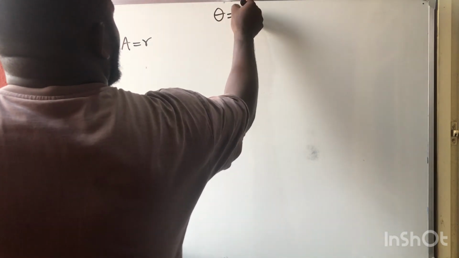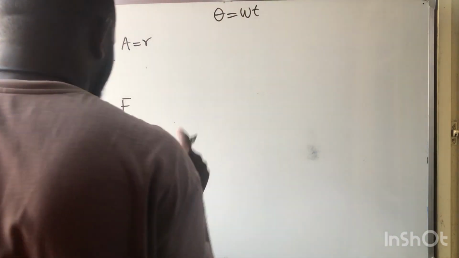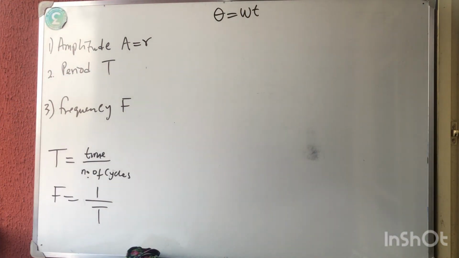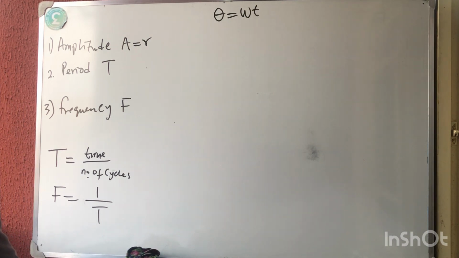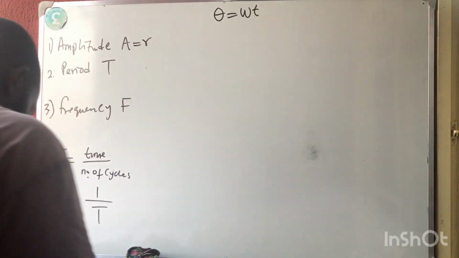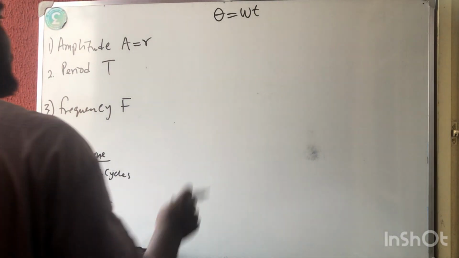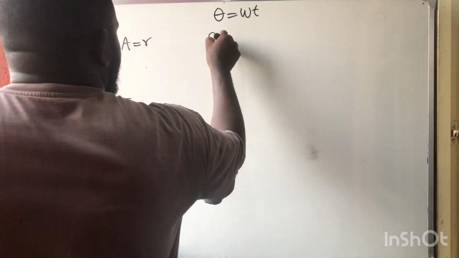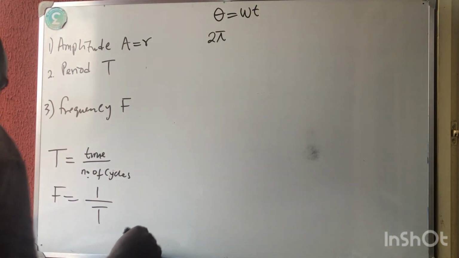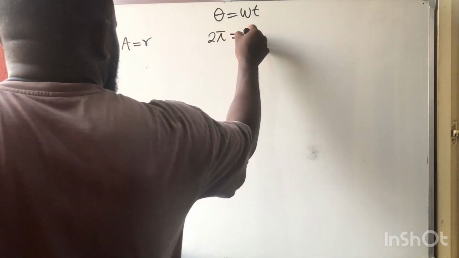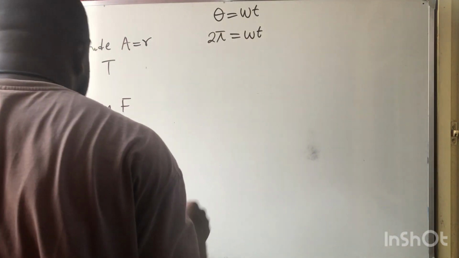Angular velocity is equal to what? Omega T. Don't forget this formula. It's equal to omega T. And don't forget that for a complete circle, our theta is going to be 2 pi. For a complete circle, that is 360, 2 pi, and that is equal to what? WT.